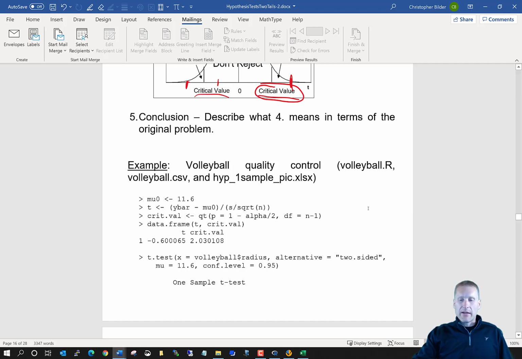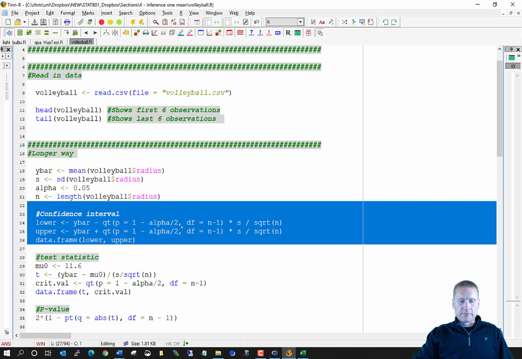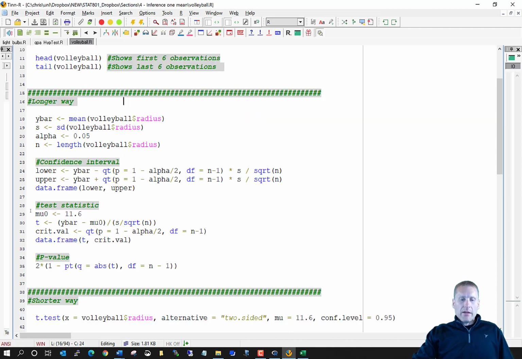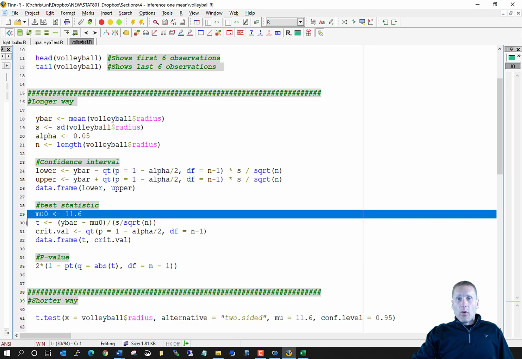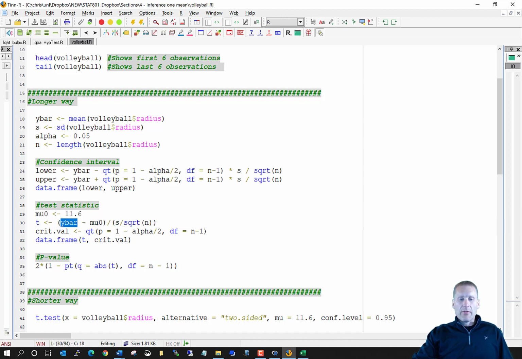Okay, so let's take a look at an example. This goes back to my volleyball example again. So I can state what mu0 would be, 11.6. I find my test statistic value. So I take y bar minus that mu0, and then I divide by s divided by the square root of n. I can find my critical value using the qt function from R as we've done before.